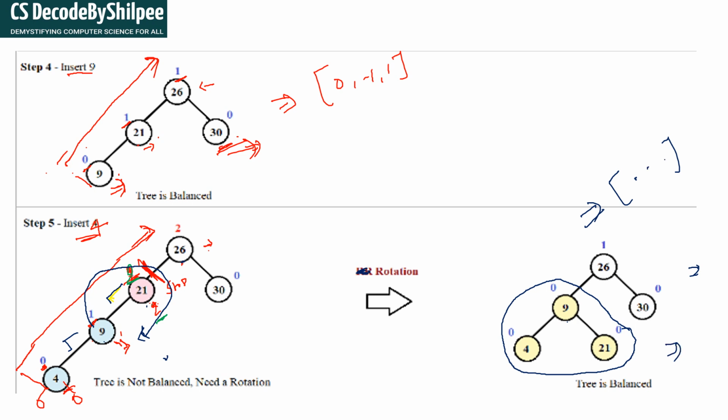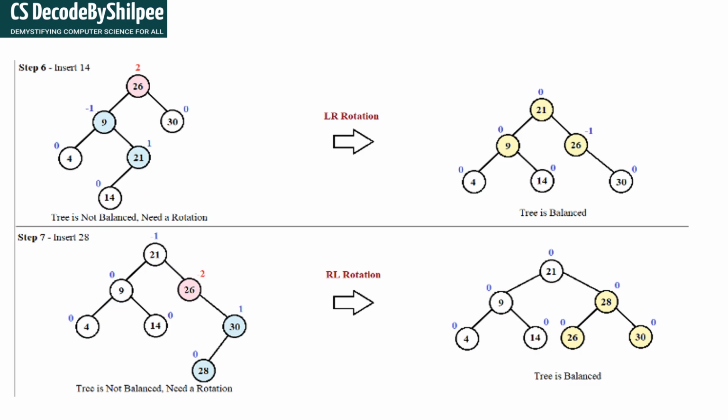Now I'm going to insert another element. I'm going to insert 14. When inserting 14, again we follow the binary search tree insertion procedure. 14 is less than 26, so come to the left part. Is 14 less than or greater than 9? Greater, so I come to the right part. Is 14 less than or greater than 21? Less, so I insert in the left part. 14 is inserted in the left child of 21.